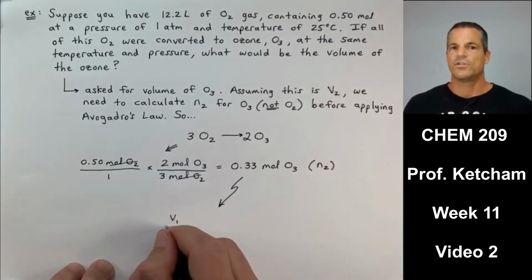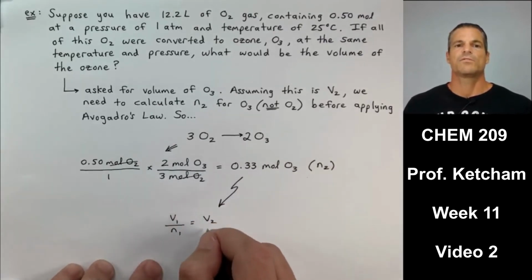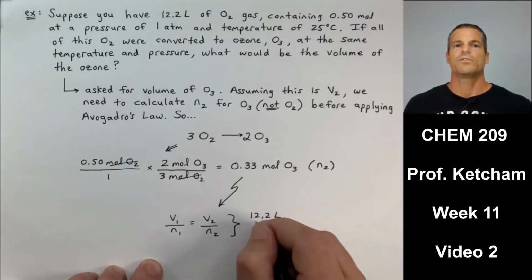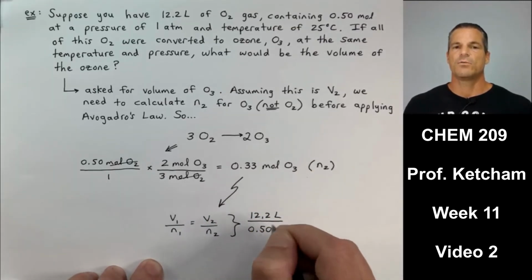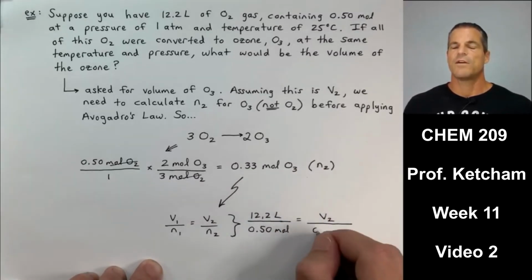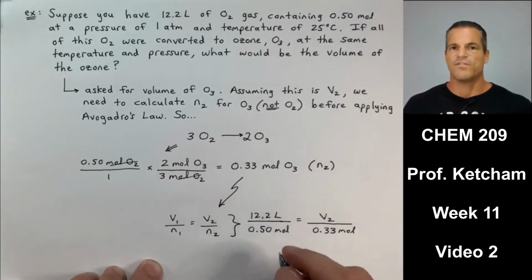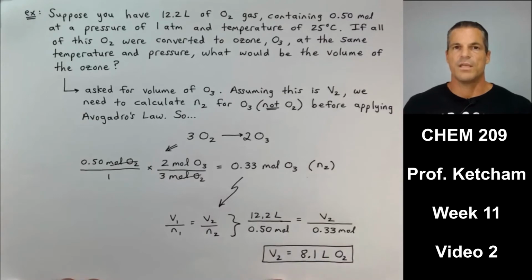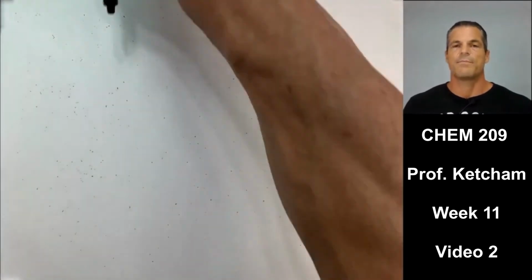So that's our N2. V1 over N1 equals V2 over N2. We then plug things in. So we got 12.2 liters over 0.50 moles equals V2 over 0.33 moles. My V2 has the same units as V1, 8.1 liters of O2. Okay, and that should be O3. I apologize for the typo.